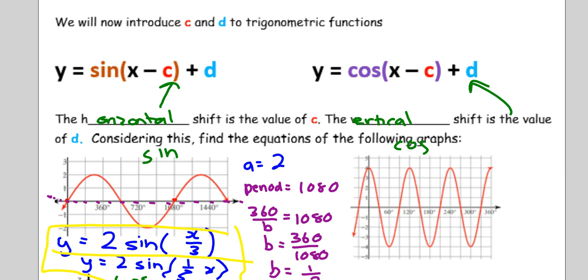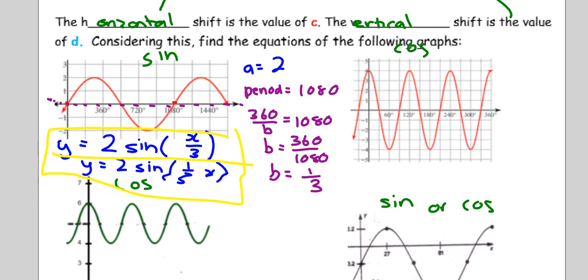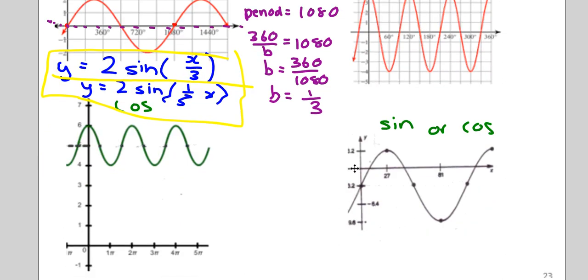So considering this, find the equations of the following graphs. We did the first one. First of all, we looked at them and decided, are they sine or closer to sine or cos? This one starts at the centre, so we went with sine. This one is an exact cos graph because it starts at the top, at the maximum. And this one you could have said sine or cos. If you thought of it as being horizontally shifted this many units, it would be a cos; if shifted this many units, it would be a sine. We went with sine because it was the closest one.